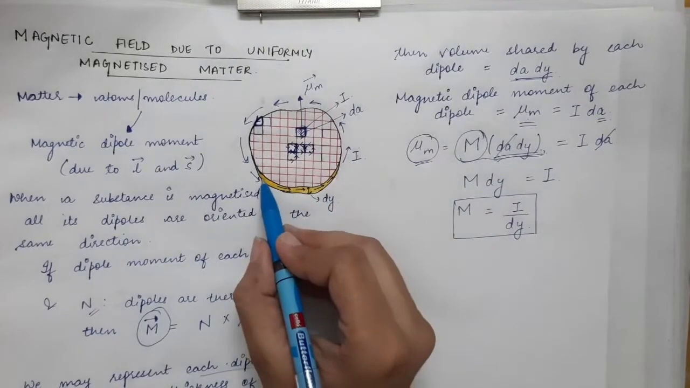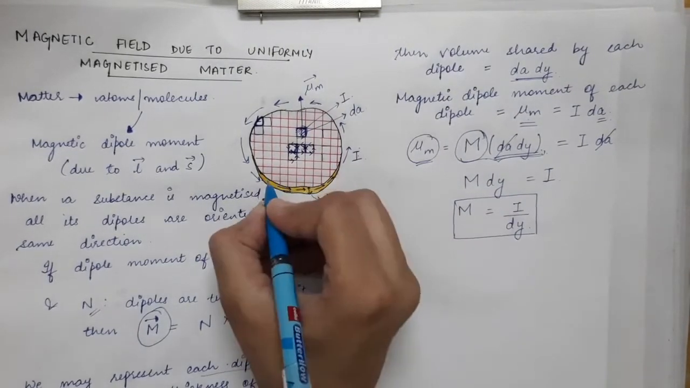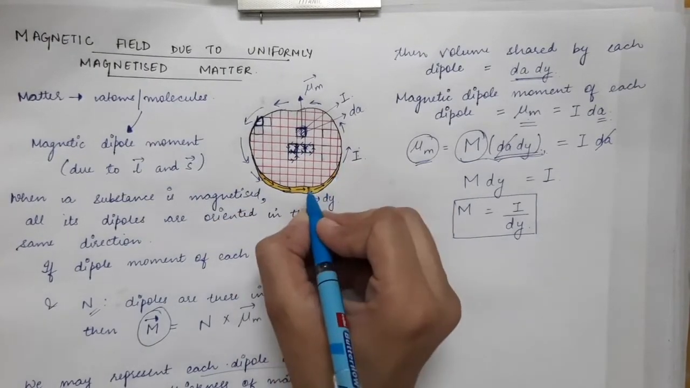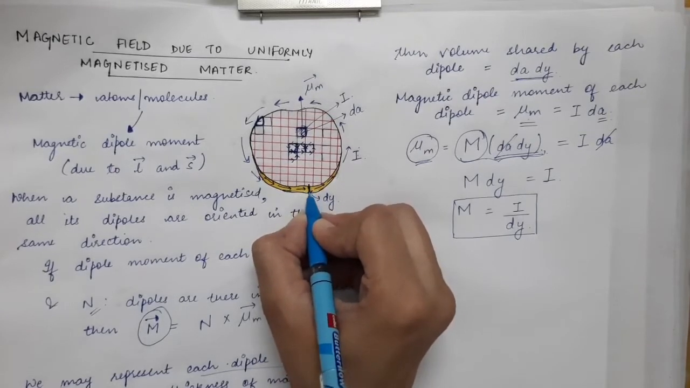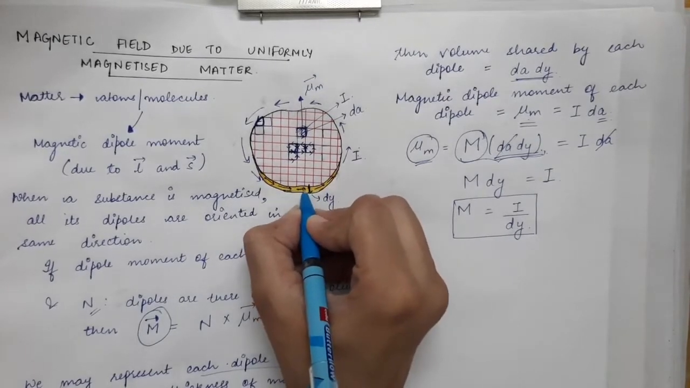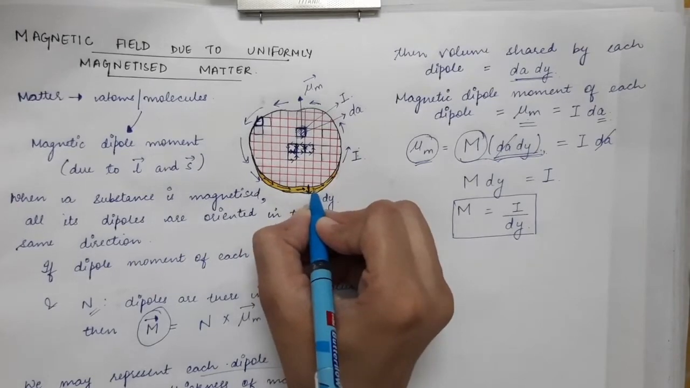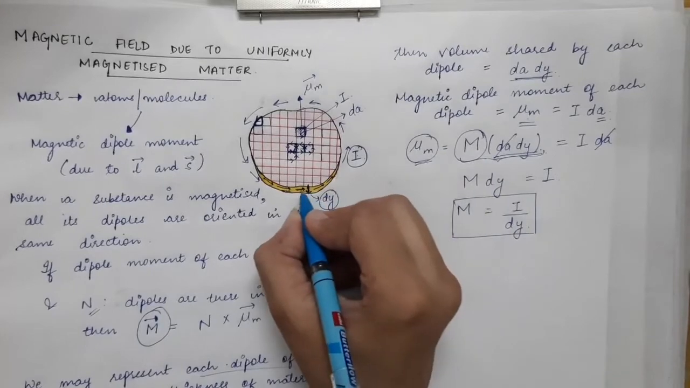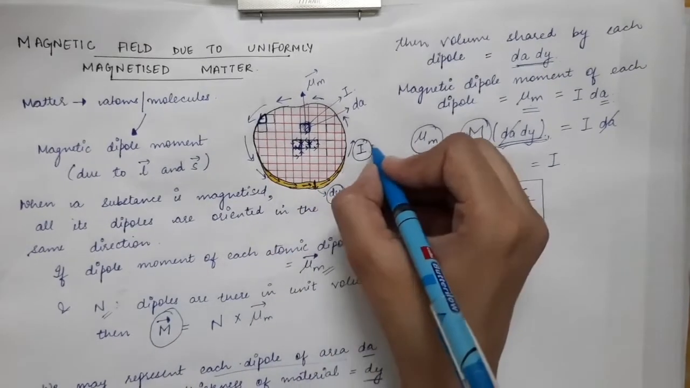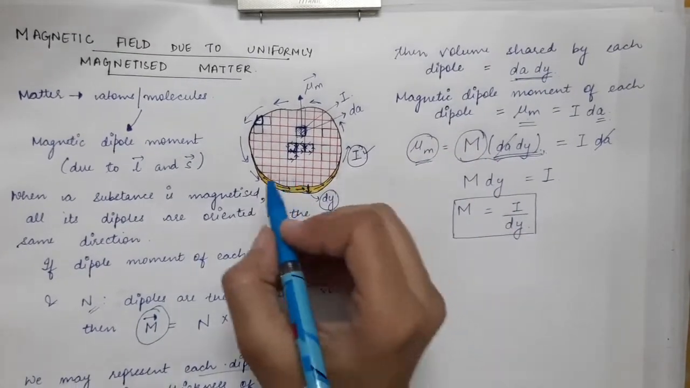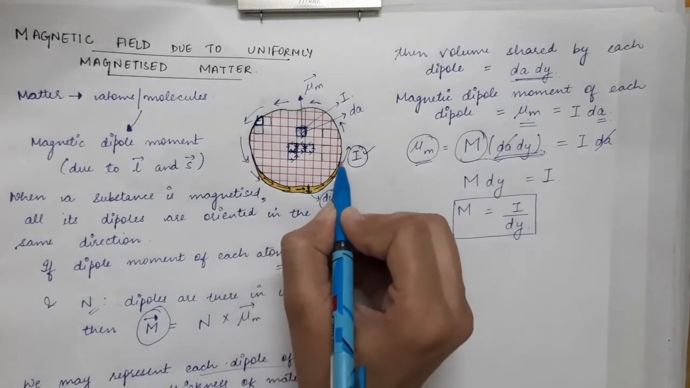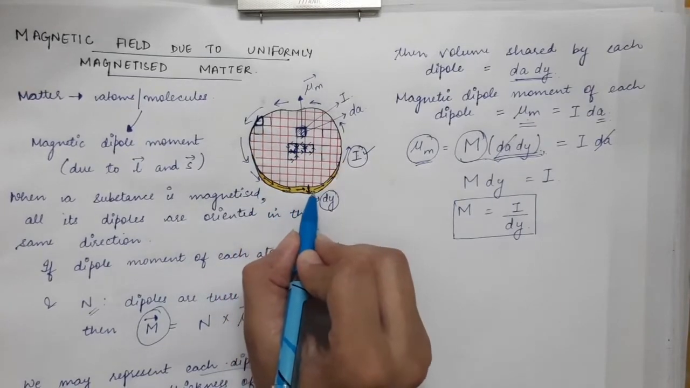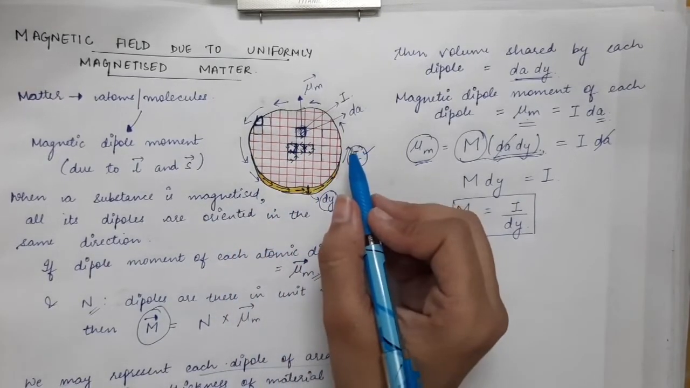Now in this case, if you take into account the thickness, the current is flowing along the thickness of the material. Now what is the thickness? This much thickness is equal to dy. So the amount of current which is crossing this thickness is equal to I. So thickness is dy and the current crossing this thickness is equal to capital I. So current is only flowing at the surface. So you can clearly see that current is flowing only at the surface of this material.